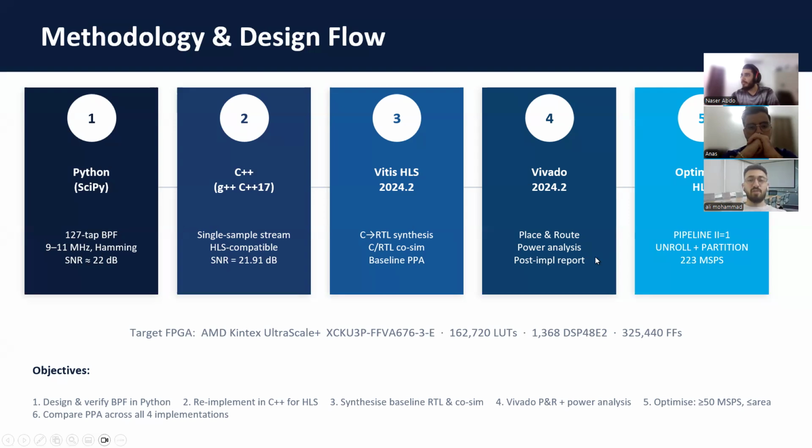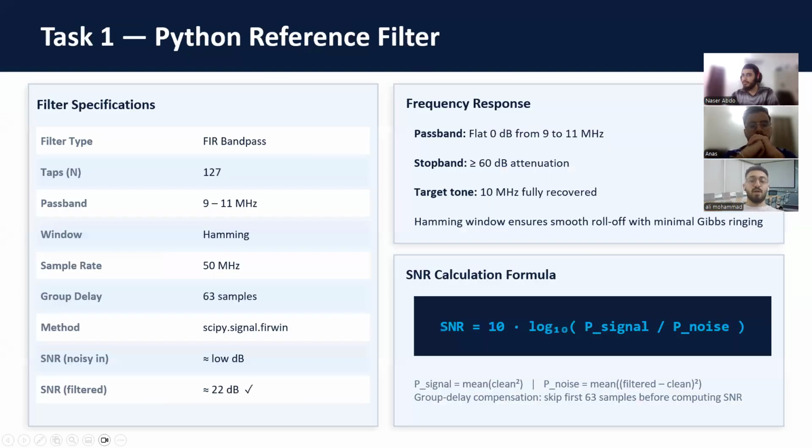Right, assalamu alaikum everyone. Assalamu alaikum, Bakr. Now we're going to move on to part 2, which is our first task, Python. We started in Python. We designed a 127 tap bandpass filter from 9 to 11 megahertz, sampled at 50 megahertz. Nasser, go to the report, please, figures 2 and 3.